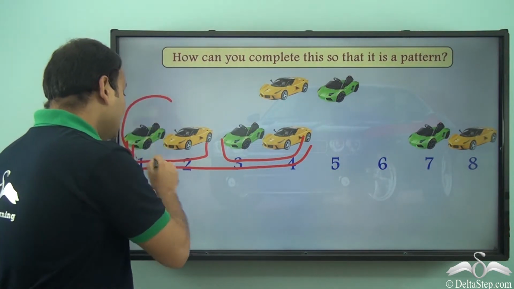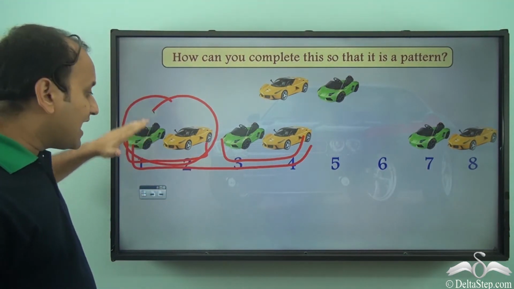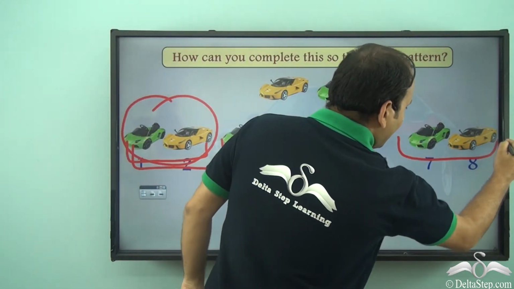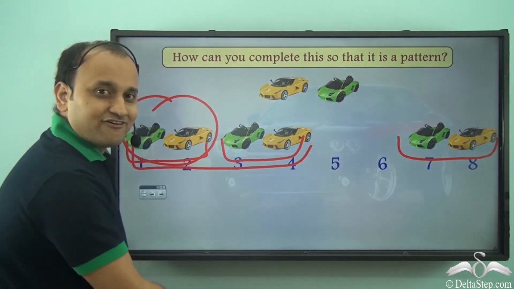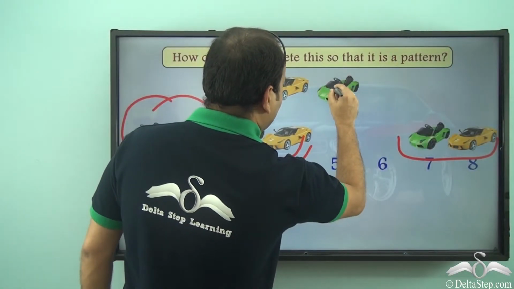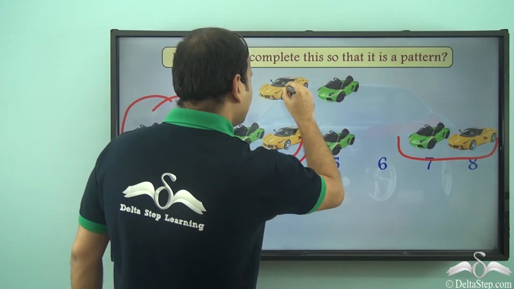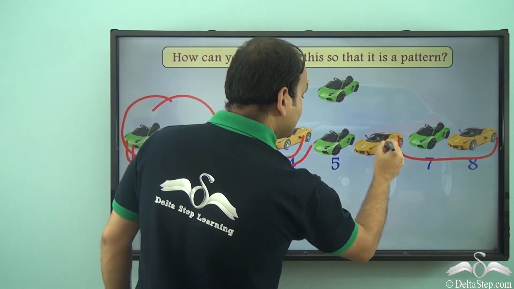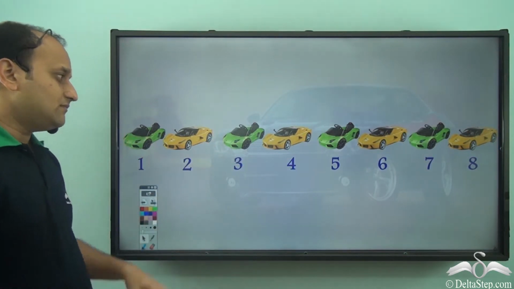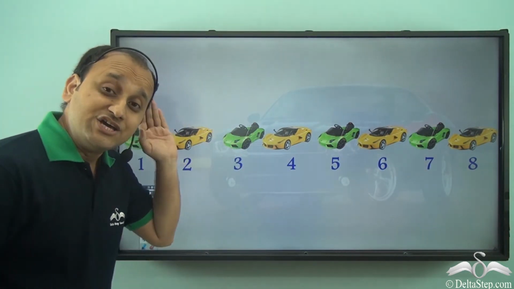So this is the smallest unit, and this pair is one green car and one yellow car, and we see that this pair is repeating again and again. So here we'll have this particular pair. So I will have this car here, and then I'll have this car here. And so this is a pattern. So this is the pattern which we have achieved because we were able to identify the unit of repeat.